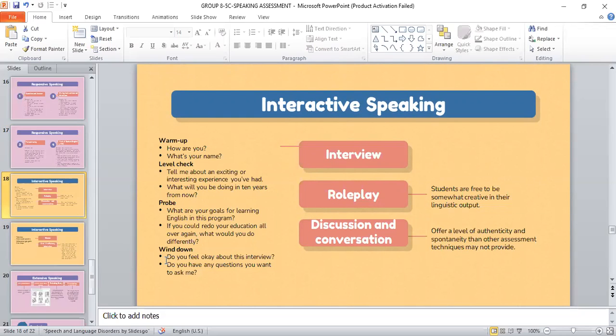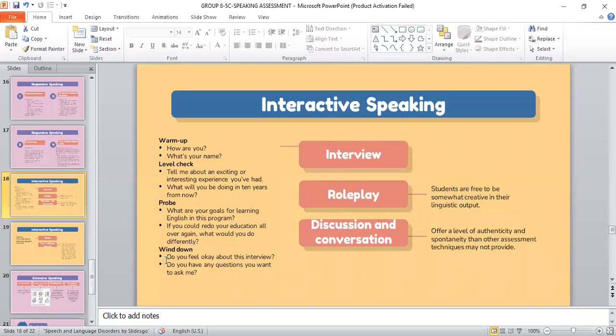And the next is interactive speaking. Some speaking settings are partially interactive, such as when giving a speech in front of a live audience where the listener is expected to refrain from interrupting the speaker. Despite this, the speaker can see the audience and determine whether or not he or she is being understood based on their facial expression and body language.